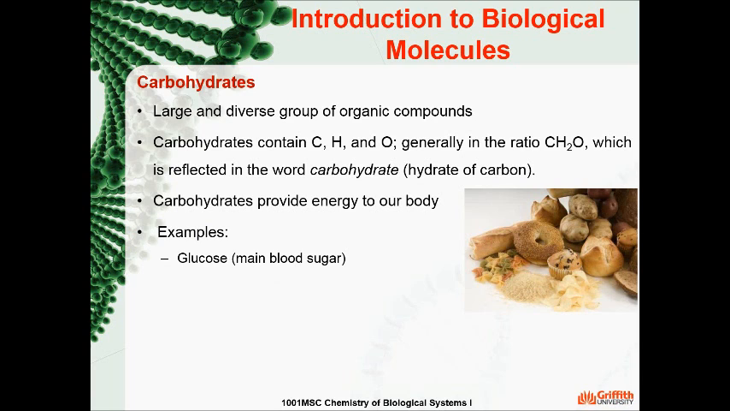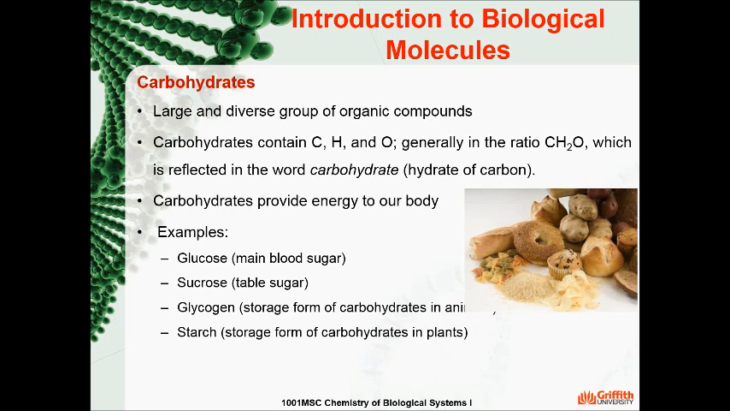Some examples of carbohydrates include glucose, which is a very important monosaccharide. Glucose is the sugar in our blood, and it is the fuel for our brains. Sucrose is table sugar. It is a disaccharide. Glycogen is a polymer or polysaccharide that contains many glucose units. Other examples are starch, which is a storage form of carbohydrates in plants, and cellulose, which is present in plant cell walls.